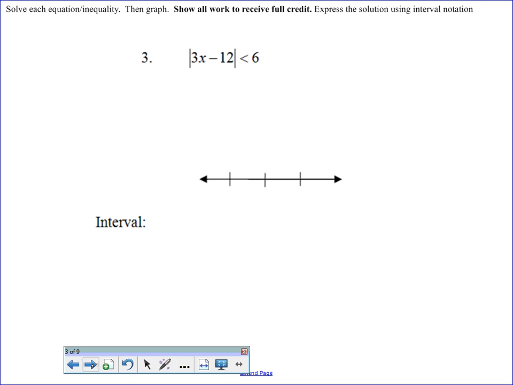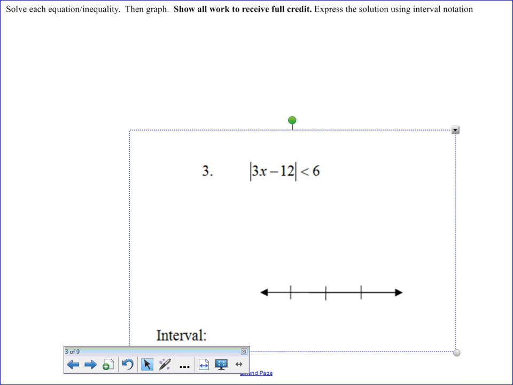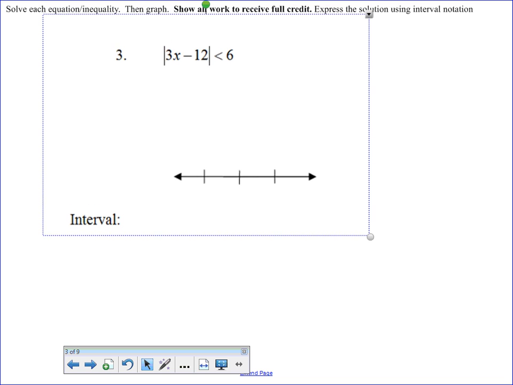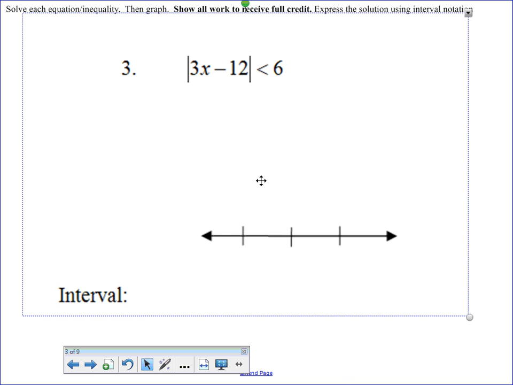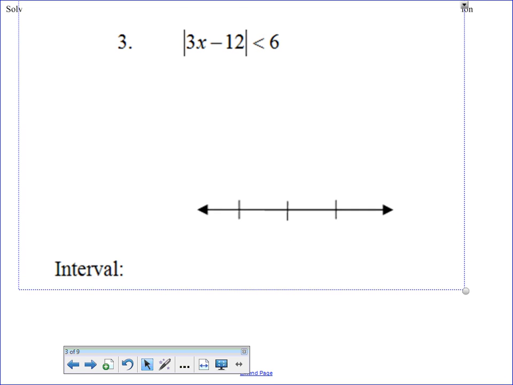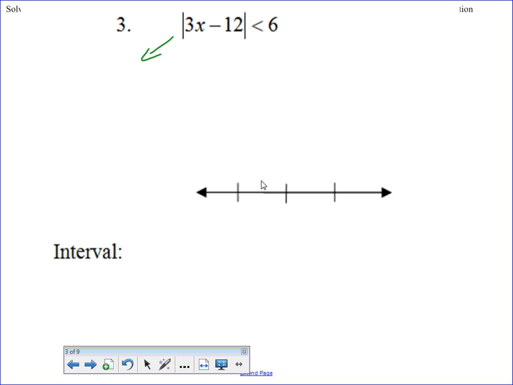Let's try the next one. Once again, I'm going to resize this just a little bit. Give me a little bit more room to play. Maybe. There we go. All right. And actually, we've seen the instructions. So we don't have to isolate the absolute value. This is ready to go. So we're going to create 2 different equations.